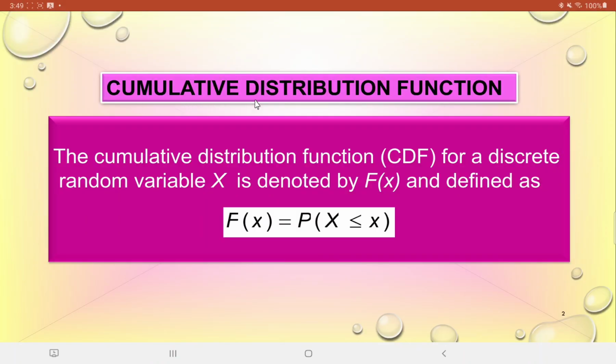What is the cumulative distribution function? The cumulative distribution function, CDF, for a discrete random variable X is denoted by capital F(x) and defined as F(x) equals P(X less than or equal to x).